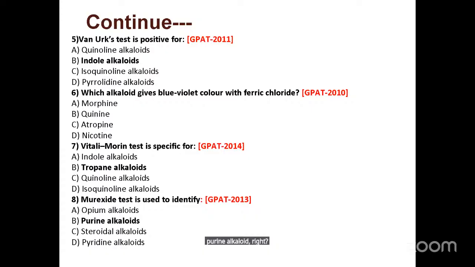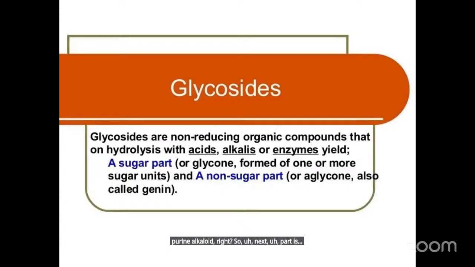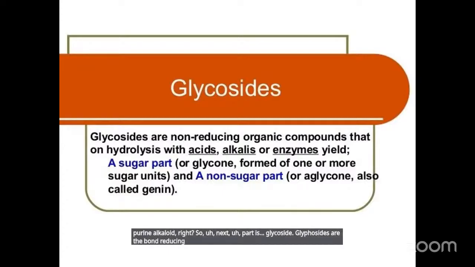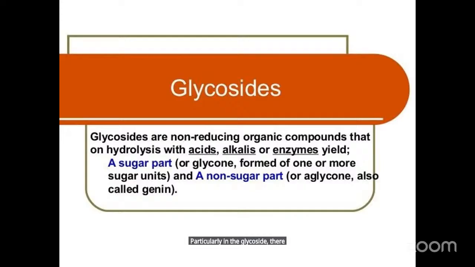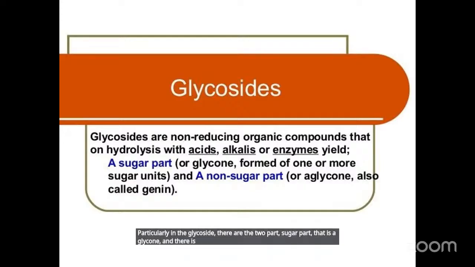So the next part is glycoside. Glycosides are non-reducing organic compounds that on hydrolysis with acids, alkalis or enzymes give sugar and non-sugar parts. In a glycoside there are two parts: the sugar part, that is the glycone, and the non-sugar part, that is called the aglycone, right?